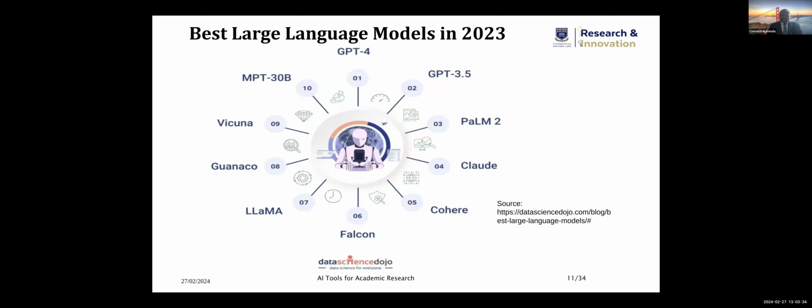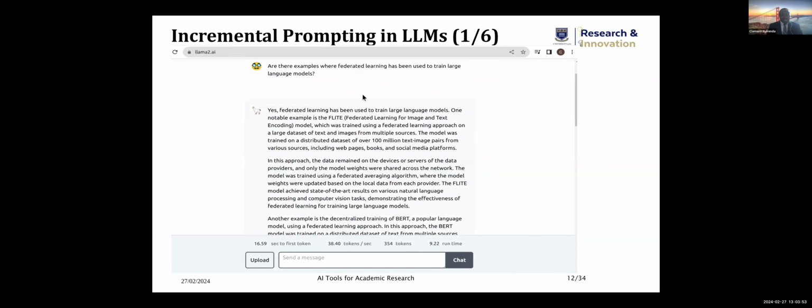I want to tell you that these large language models suffer from sometimes being inconsistent, giving incorrect results based on a number of issues that we'll see later on. But one technique that is very important and really helps is incremental prompting. So I'll quickly take you through what this entails by an example. In this case, I asked Llama. Llama is a large language model by Facebook. I said, are there examples where federated learning has been used to train large language models? And then it said, yes, federated learning has been used to train large language models. One notable example is FLIGHT. So when I looked at the title of the FLIGHT model there, I noticed that this has nothing to do with large language models.